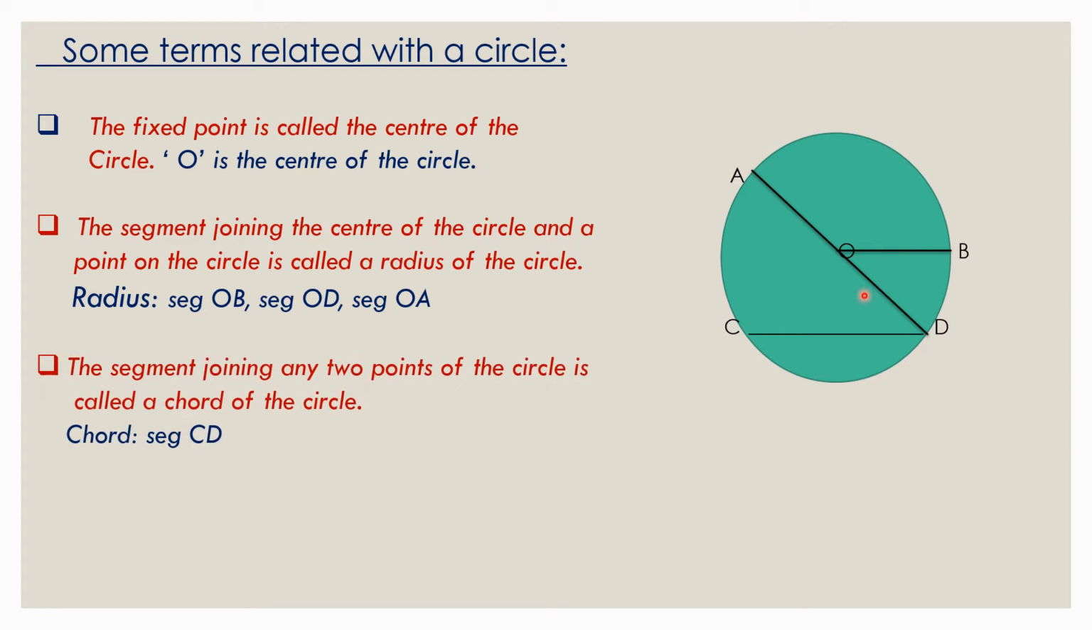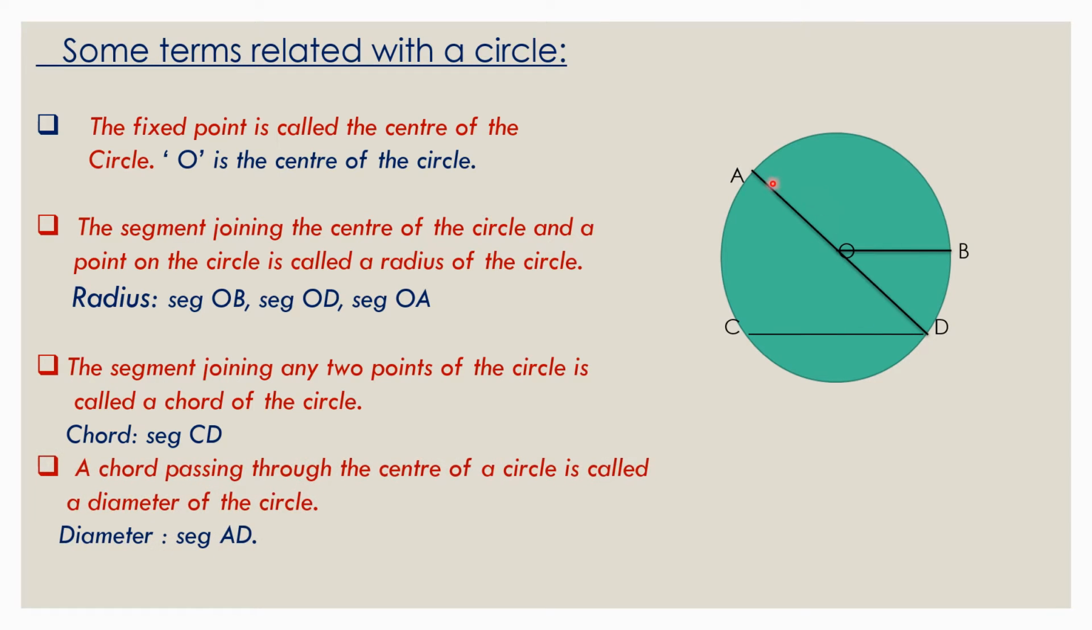And next is the segment joining any 2 points of the circle is called a chord of the circle. And here segment CD is the chord of the circle. And next one, a chord passing through the center of the circle is called a diameter of the circle. And here segment AD is the diameter of the circle and diameter is the largest chord of the circle.